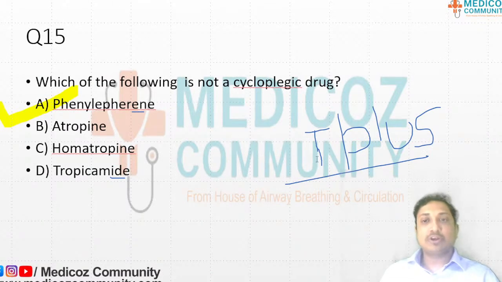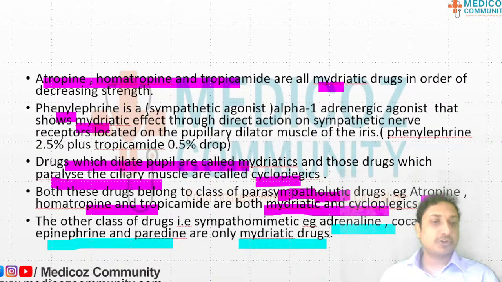What is the concentration in the T+? It is 0.8% and 2%. So 0.5% of tropicamide and 0.8% of phenylephrine is used in the T+ drop, which is the most commonly used drop on an OPD basis.